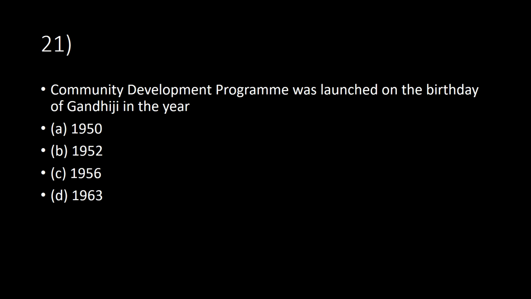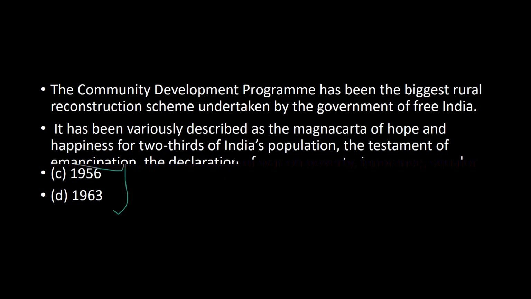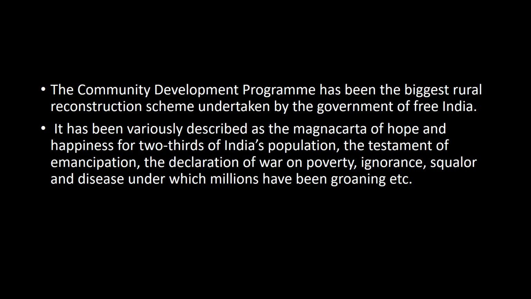So the community development program was launched on the birthday of Gandhiji in the year? So the community development program is a post-independence program. Okay, so that is why all the years are above 1950. Here the answer is 1952. Okay, so something about the community development program. It has been the biggest rural reconstruction scheme undertaken by the government of Free India.